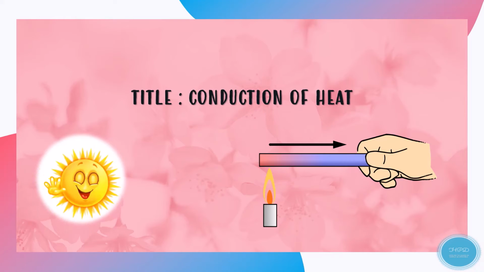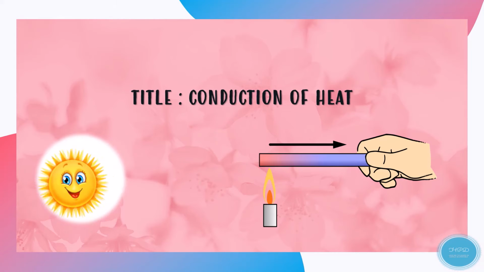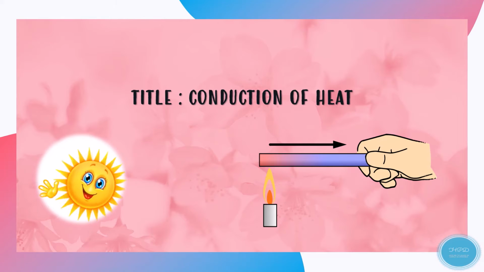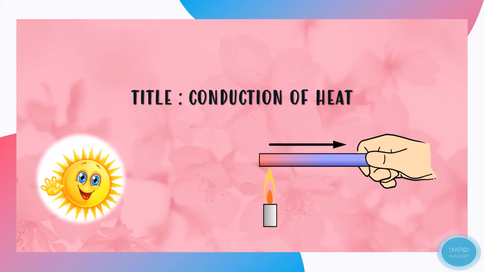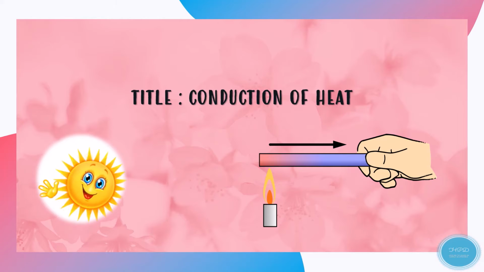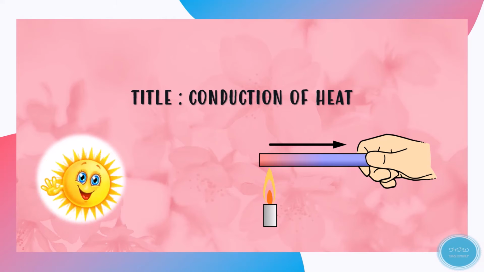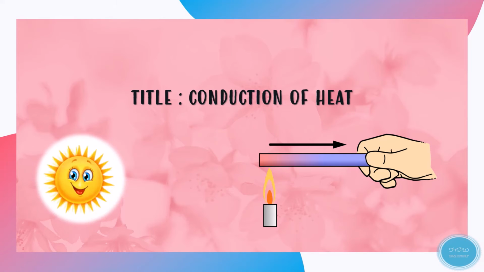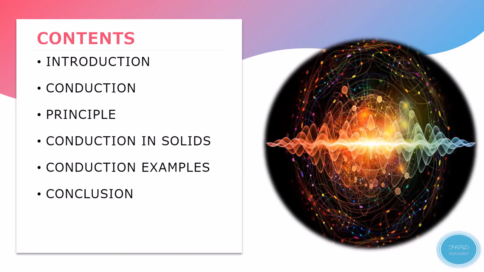Today we'll see about thermal conduction of heat. You can see the picture here. A candle is lit and a person is holding one iron rod. He is keeping it near the candle. The flame's heat is getting transferred to the iron rod, and you can see clearly in the picture. So we'll see more about this.